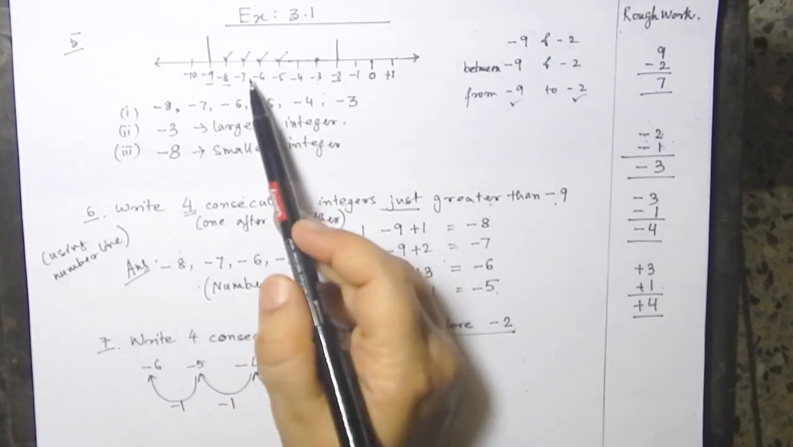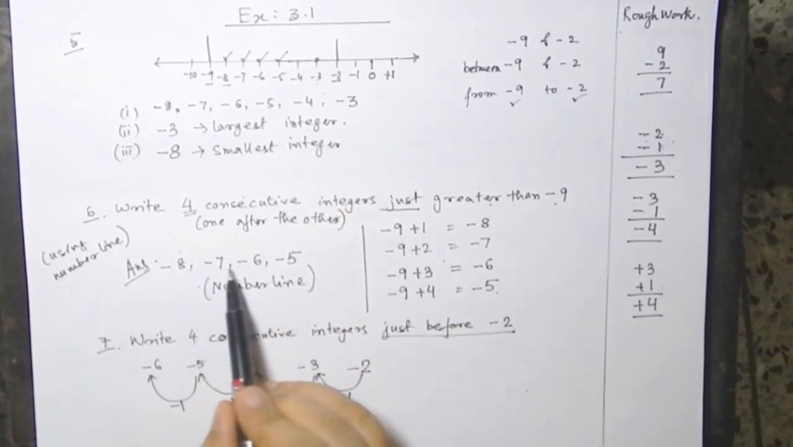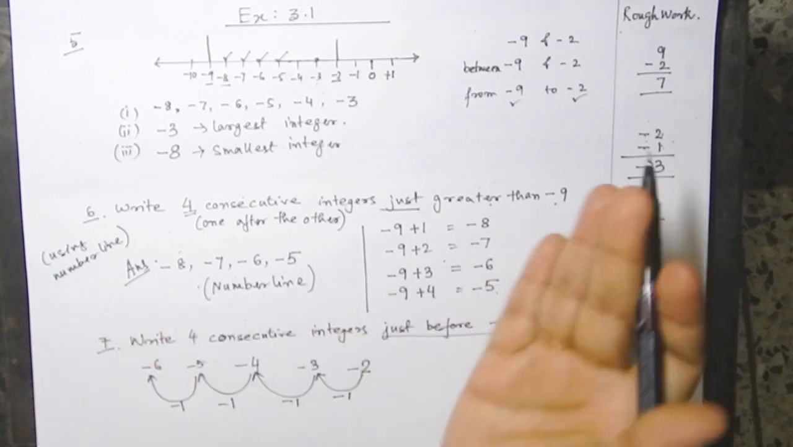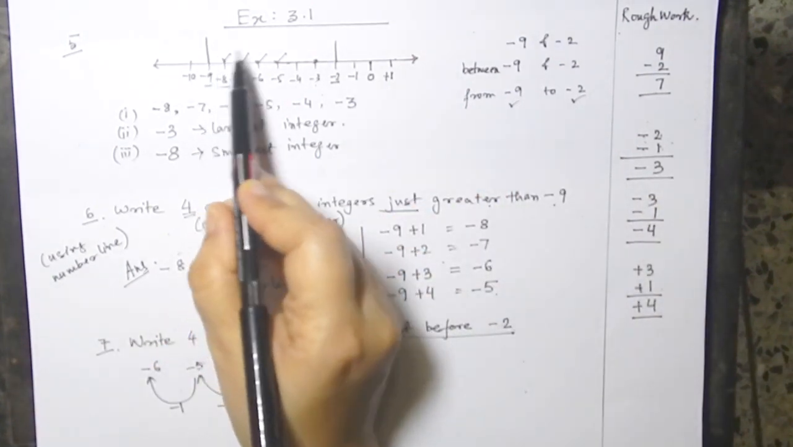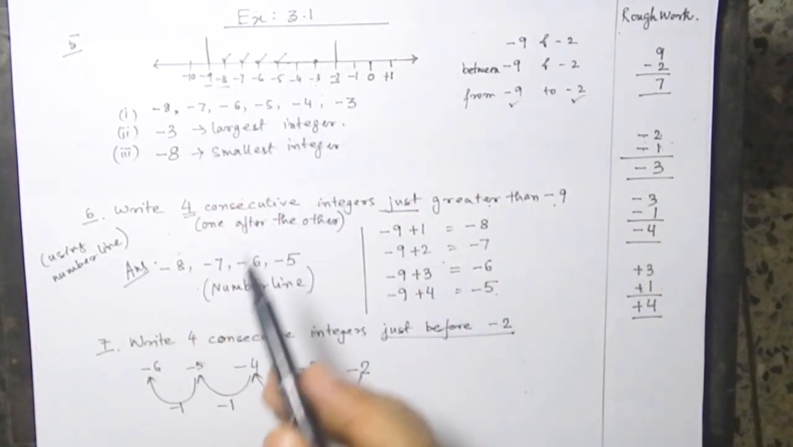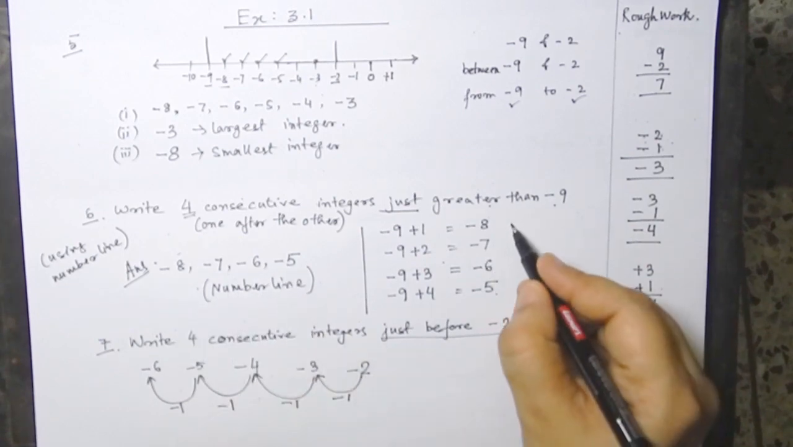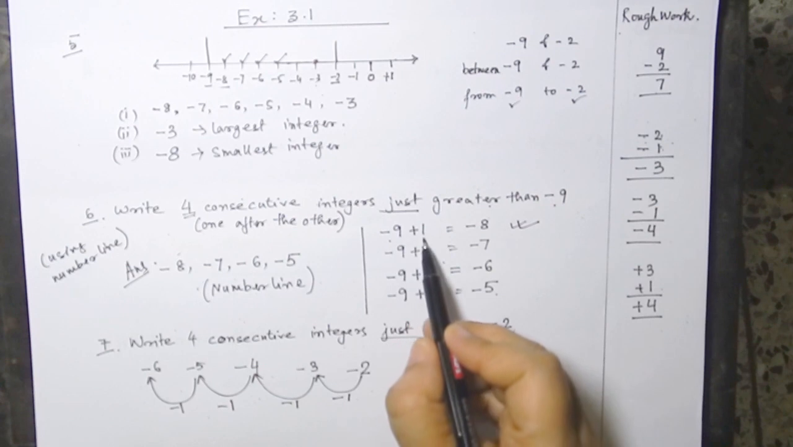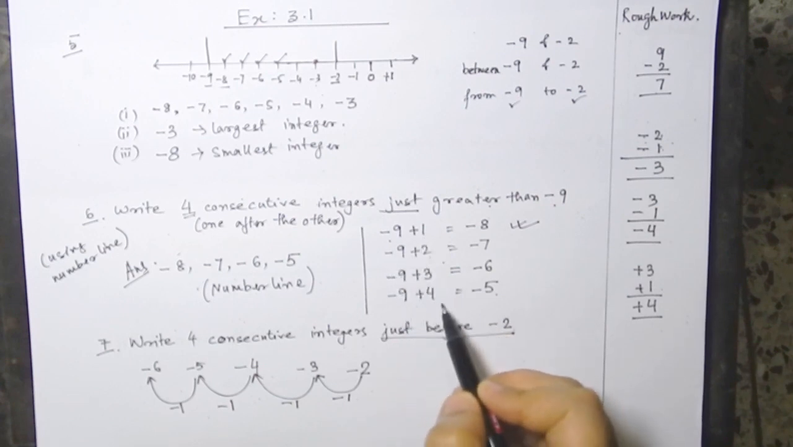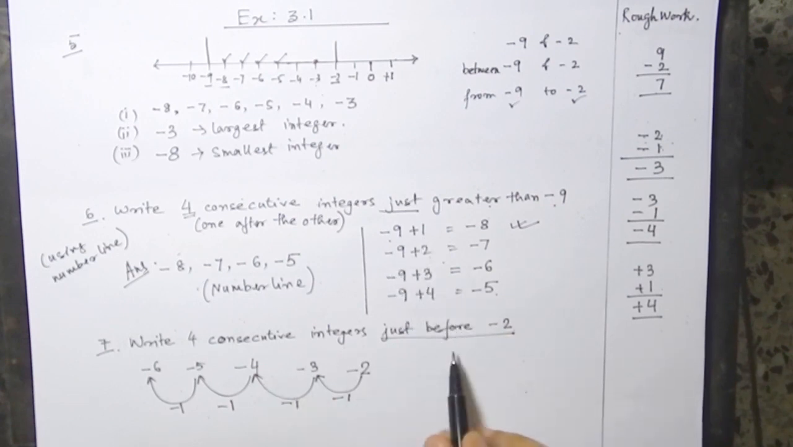That is, from the number line itself you find four integers on the right side. This is minus 9, and to the right of minus 9, 4 of them you get straight away from the number line. You can do it this way also: minus 9 plus 1 plus 2 plus 3 plus 4, or you can do the same thing in steps like this.